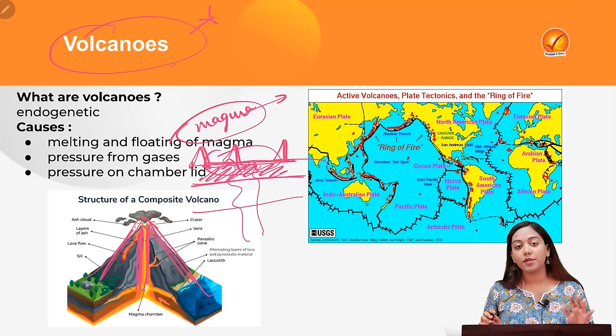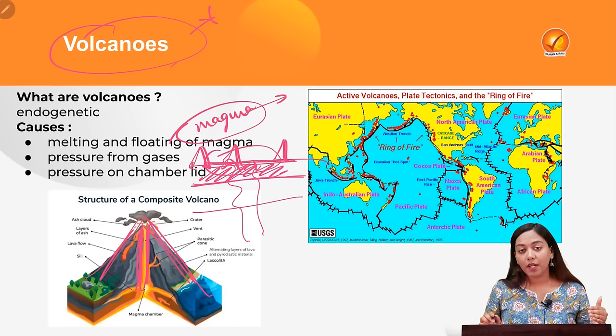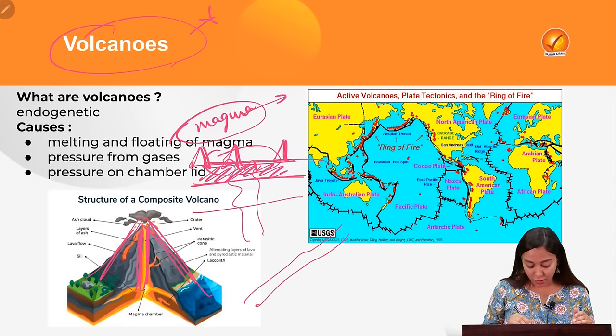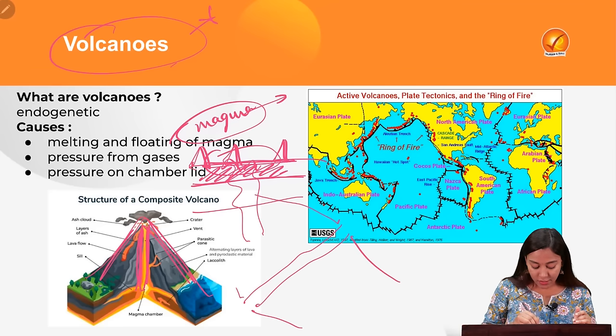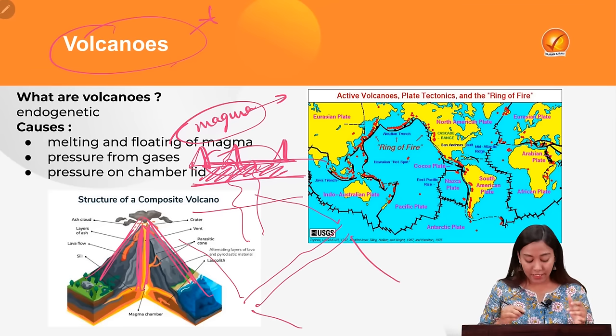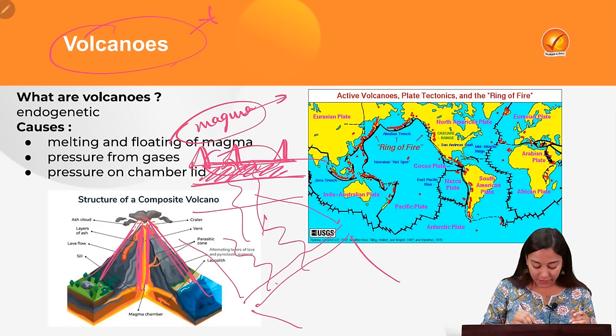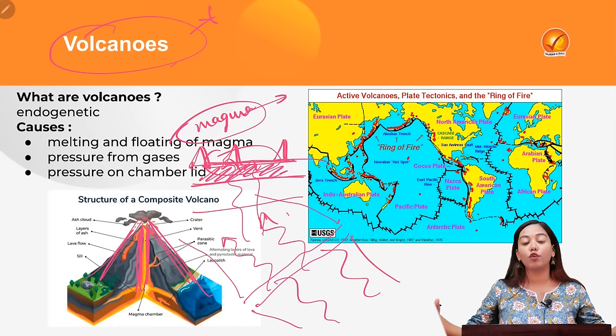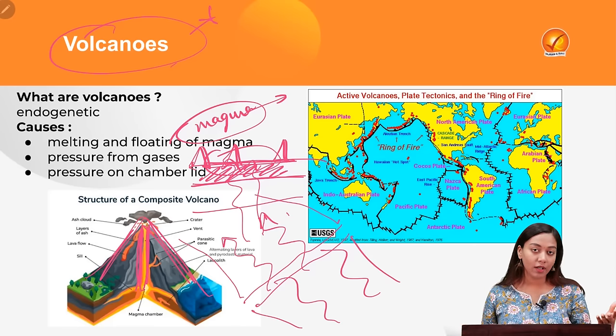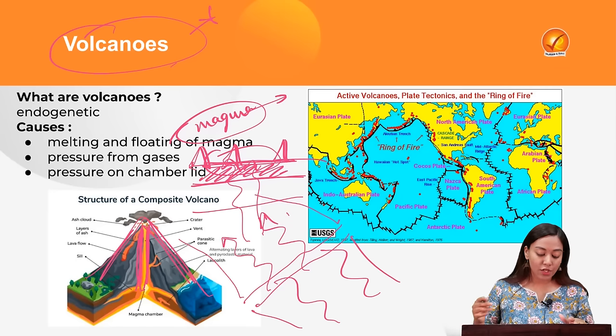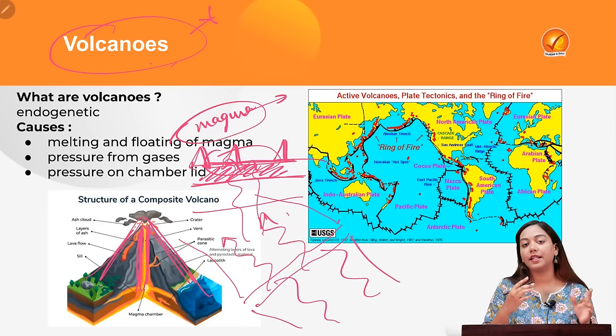But there is another form as well in which this magma comes through fissures or through large crevasses on the surface of the earth, spreading in the form of sheets. And this leads to the creation of extensive landforms, for example, plateaus. Can you name one? The Deccan Plateau is one of those. So this is about volcanoes and related landforms.